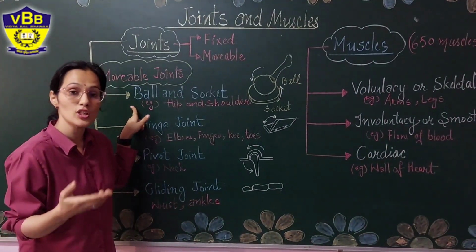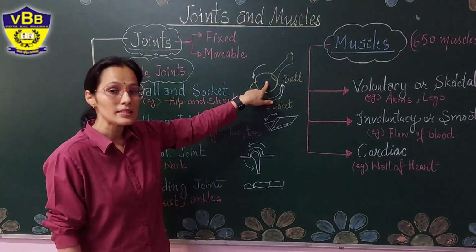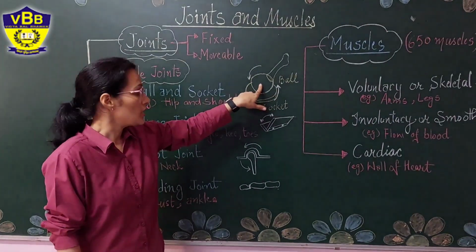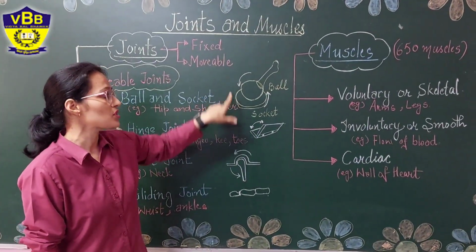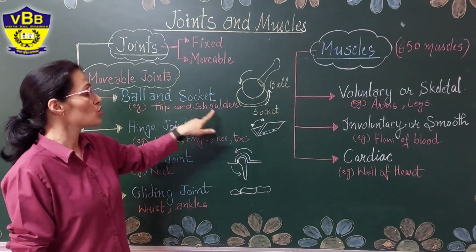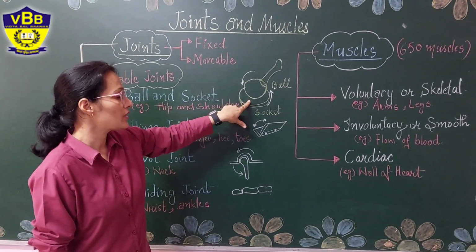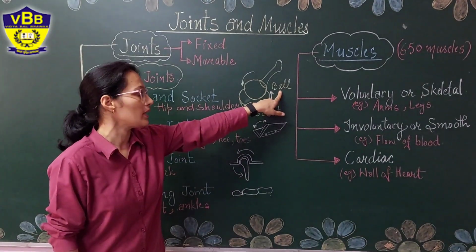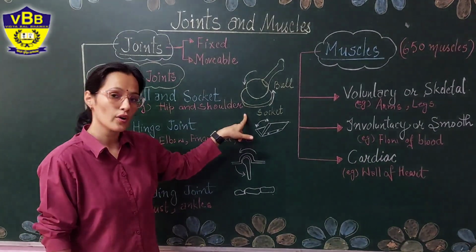As the name suggests, ball and socket joint. There is one ball, meaning a ball of bone. And there is one socket-like structure. That is why this type of structure is called a ball and socket joint. Here is the socket to which our bone is attached. That bone is ball-like. So that is why this full arrangement is known as a ball and socket joint.